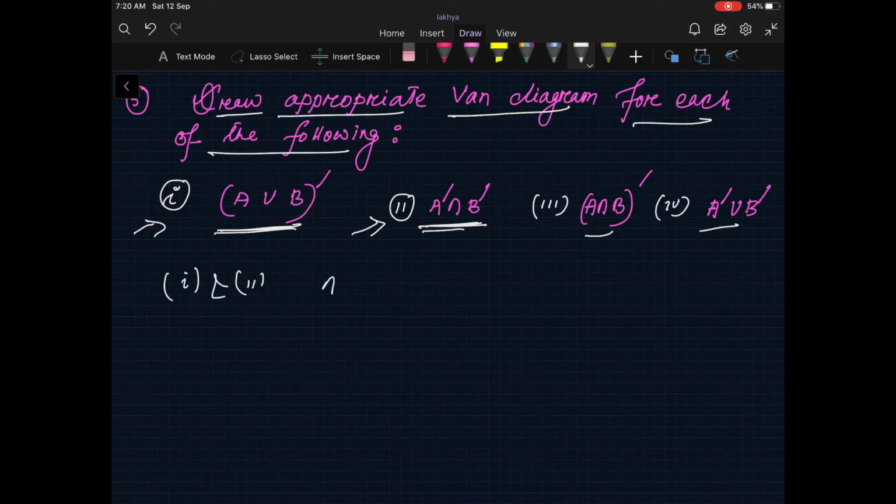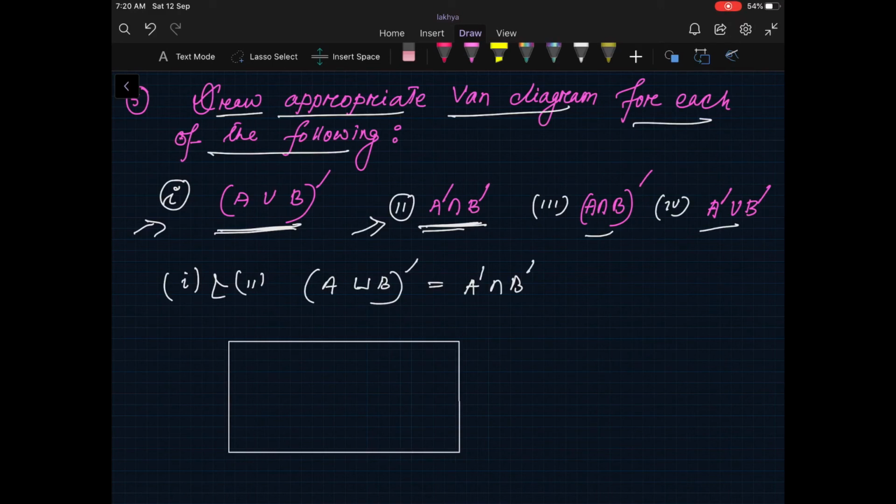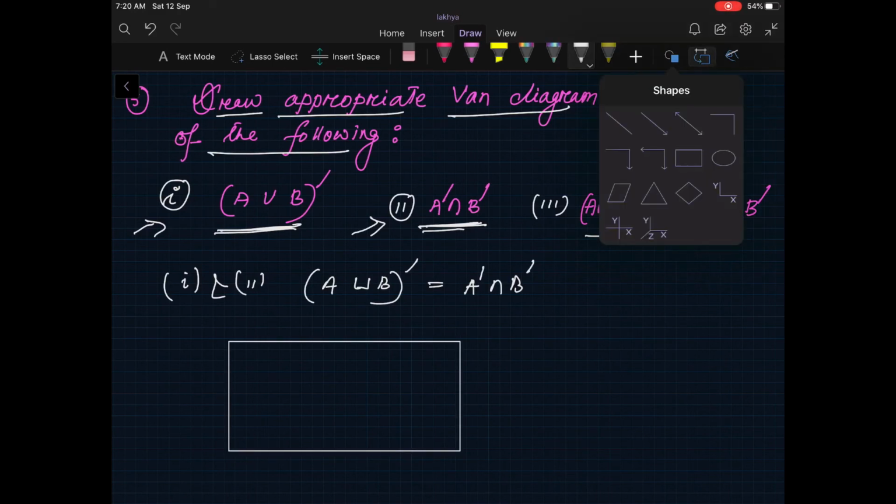Number 1 and number 2, because complement of A union B is equal to A complement intersection B complement. This is De Morgan's law. So therefore these two will be represented by the same Venn diagram. So let me draw. In order to draw the Venn diagram, first draw a rectangle here. This is the rectangle.